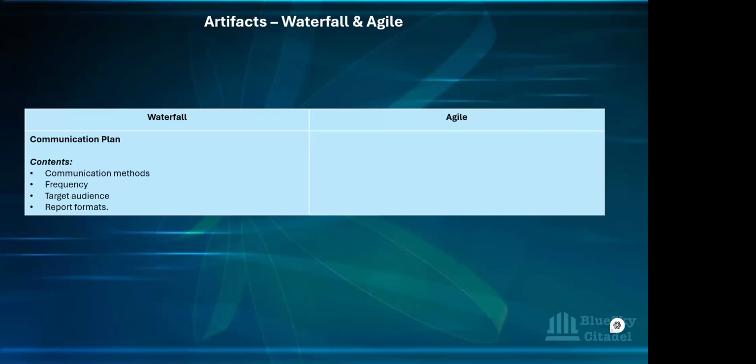So, for instance, the plan might specify a weekly status meeting for the team, and bi-weekly progress reports given to stakeholders. The content of this artifact is, like I said, the communication method. What is the method? What is the frequency of that communication? Who is the targeted audience? Is it the development team? Is it the stakeholders? And then the report format. What format are you using to do your report?